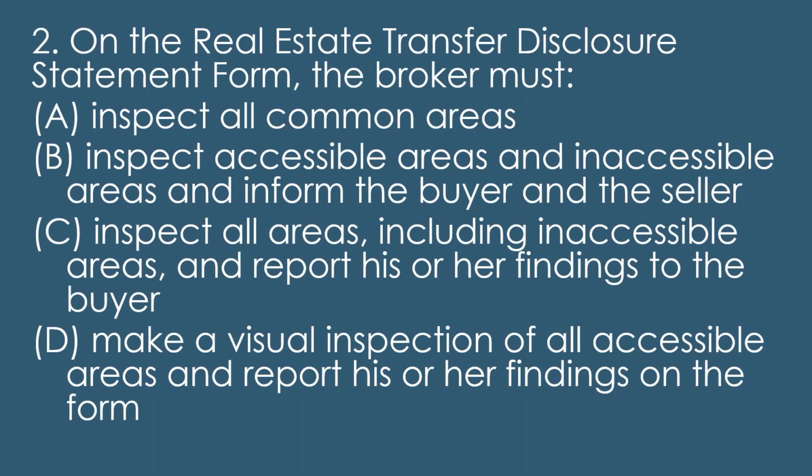2. On the real estate transfer disclosure statement form, the broker must A, inspect all common areas, B, inspect accessible areas and inaccessible areas and inform the buyer and the seller. C, inspect all areas, including inaccessible areas, and report his or her findings to the buyer. D, make a visual inspection of all accessible areas and report his or her findings on the form.